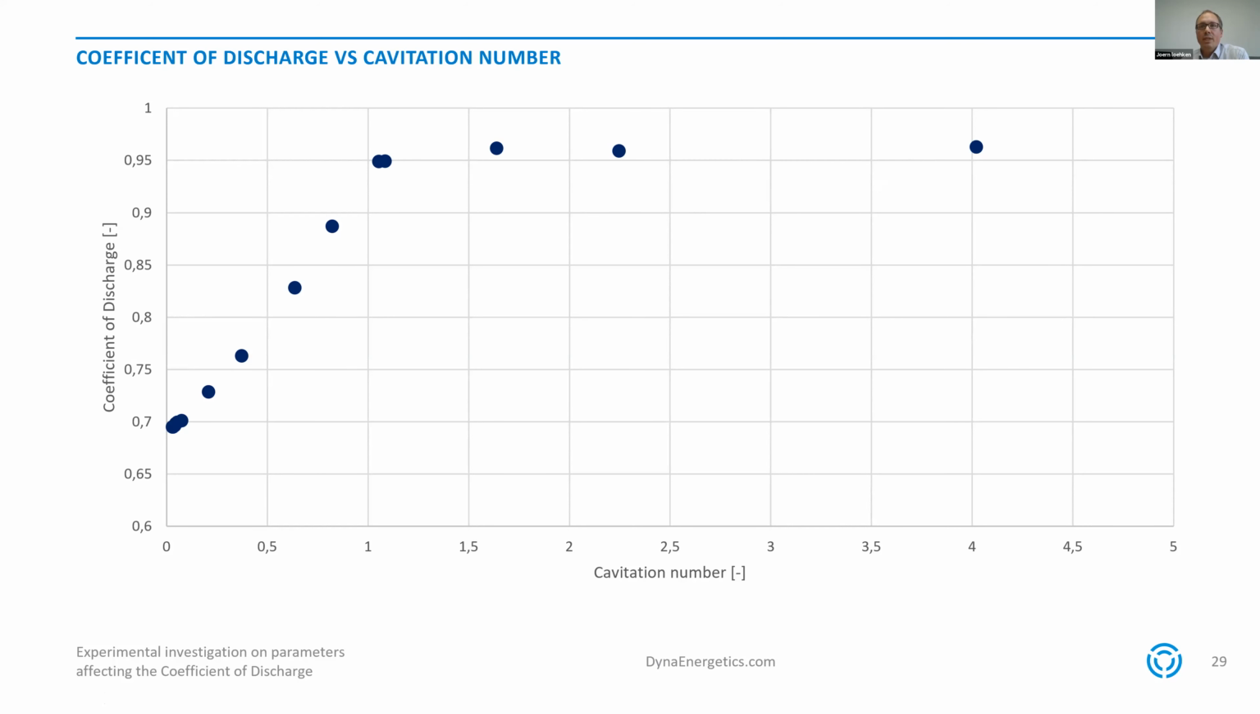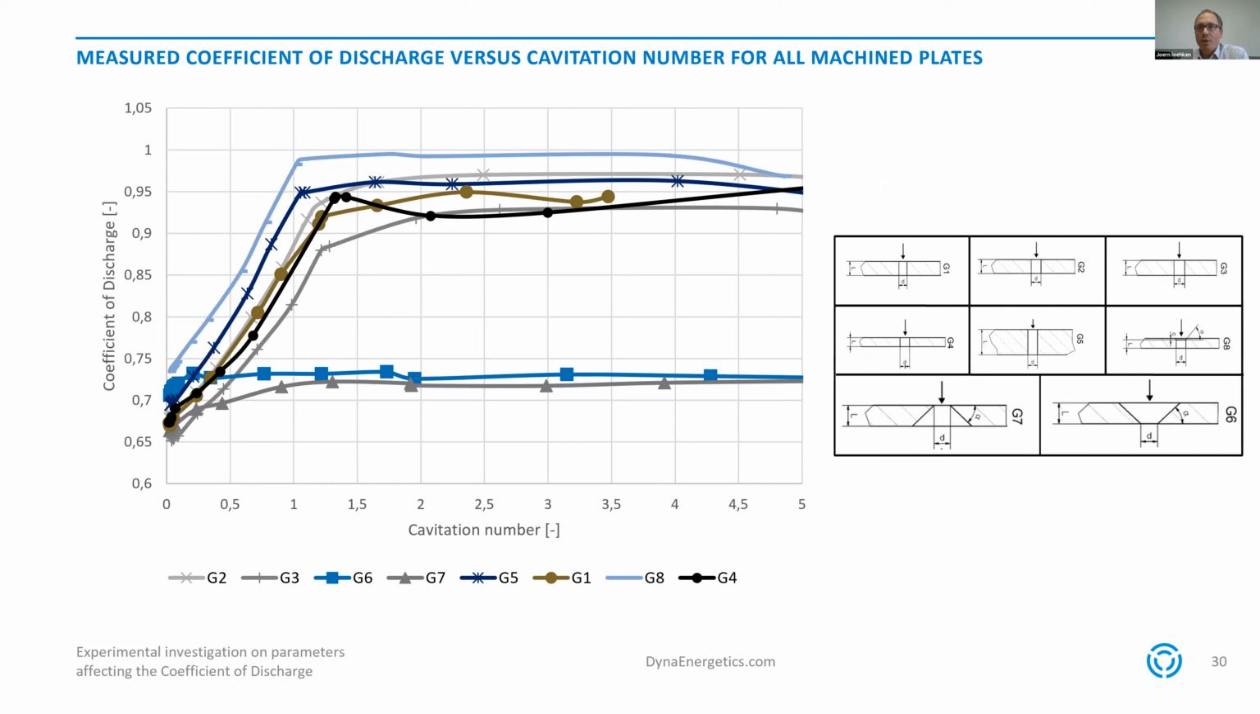And actually, we've seen this behavior for all of the machined plates. It was seen for all of them, even for these conical ones, which are representing these two curves. It's just not of the same magnitude, but also for these two curves, it rose till approximately 1 and then stayed at a constant level.